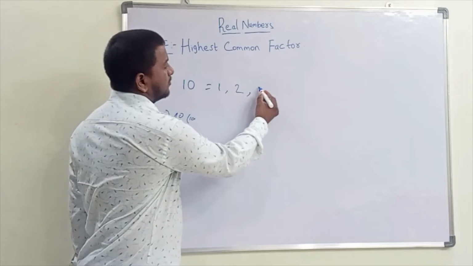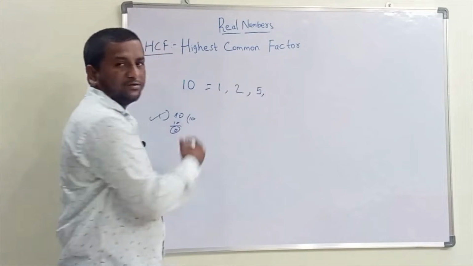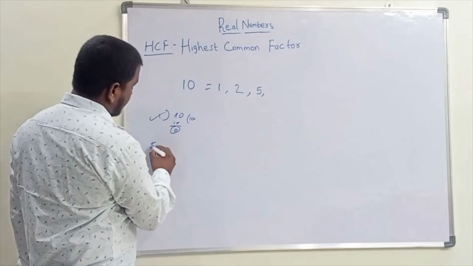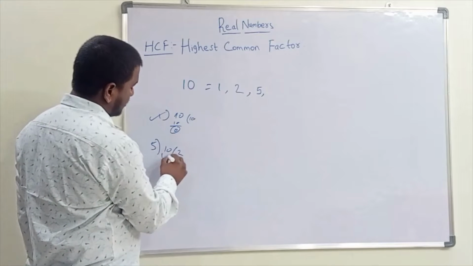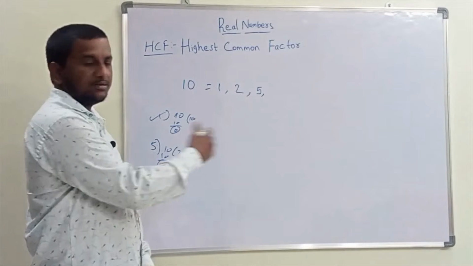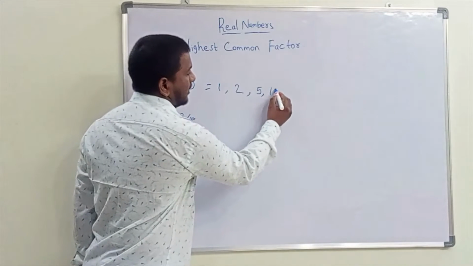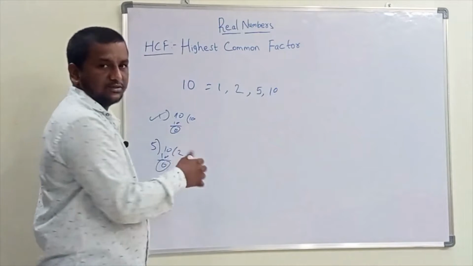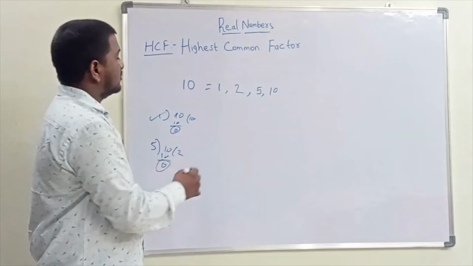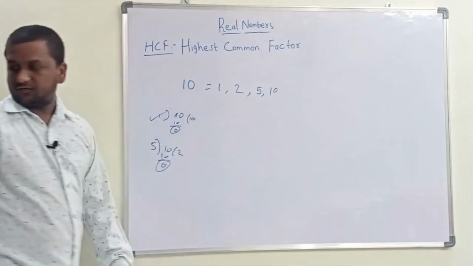Next, 4 cannot. So the next factor is 5. Similarly, 5 can divide 10: 5 2s are 10 and the remainder is 0, so this can be a factor. The next factor is 10. 10 ones are 10, so the remainder is 0. So the factors of 10 are 1, 2, 5, 10.